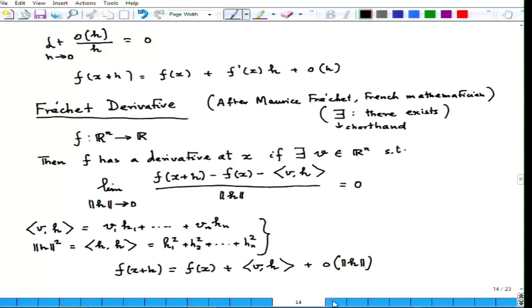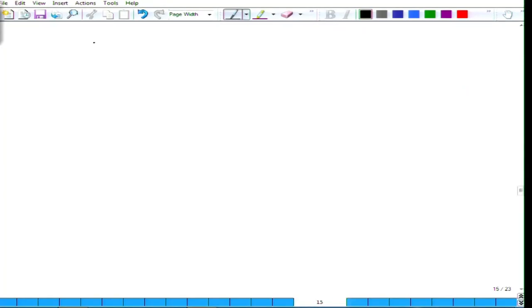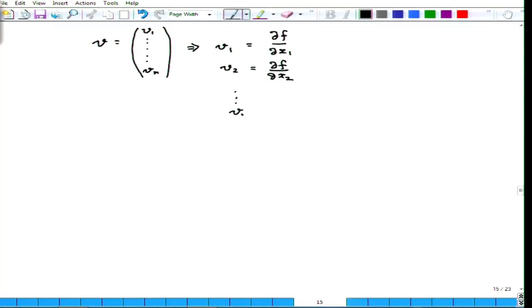Now, if you do some simple calculations, then you can show that if v is a vector v1, v2, ..., vn, then v1 is equal to del f del x1, v2 is equal to del f del x2, ..., vn is equal to del f del xn, the partial derivatives of f with respect to these variables. So, v is then symbolized as the gradient of f at x, which is nothing but del f del x1 ... del f del xn.